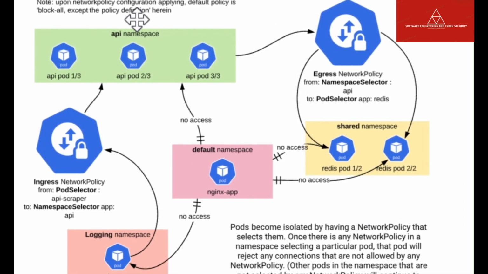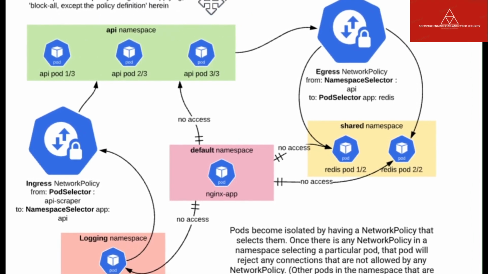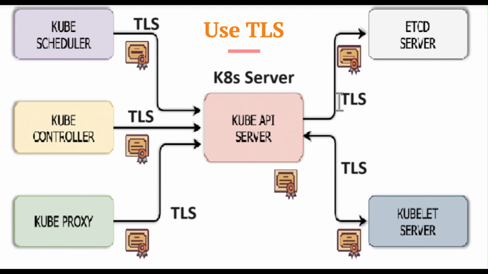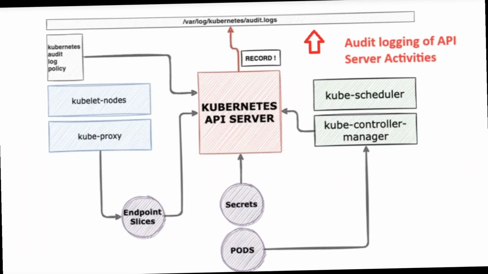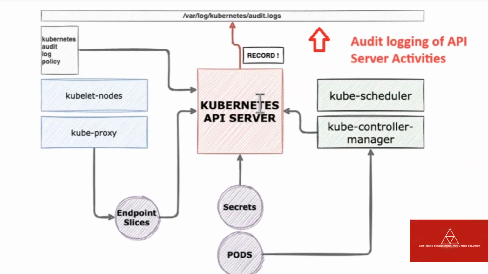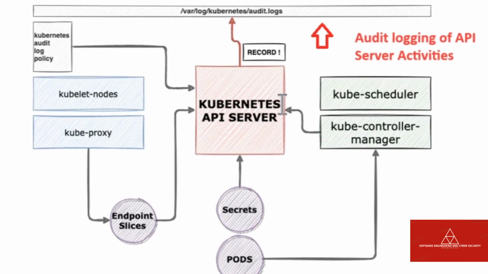Network policies. Define network policies to restrict communication between pods. Only allow necessary traffic to flow and deny everything else. Secure API server. Use TLS to secure communication with the Kubernetes API server. Enable and configure audit logging to monitor API server activity. Implement authentication mechanisms, such as client certificates, OIDC, or webhook authentication.